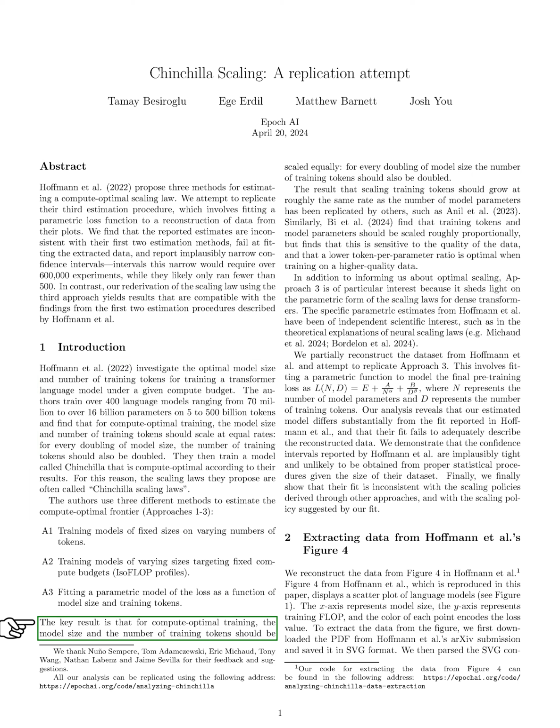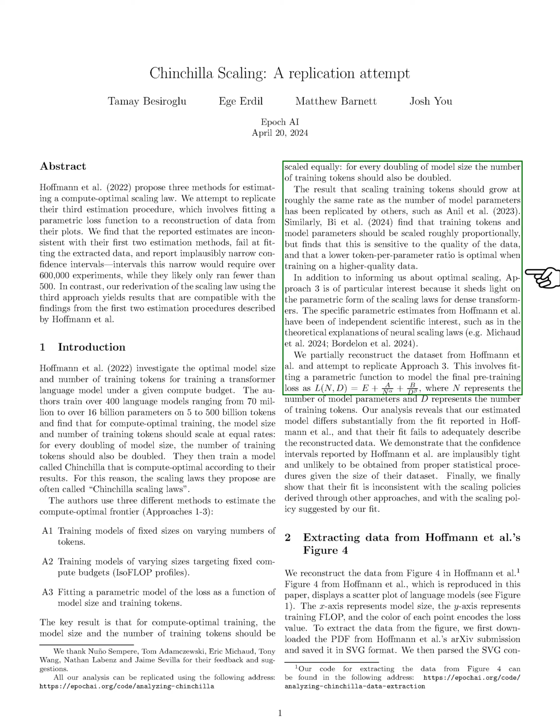Our key result indicates that for efficient training, the model size and the number of training tokens should scale equally. This finding has been supported by other studies as well. Approach 3 is particularly interesting as it helps us understand the parametric form of scaling laws for dense transformers. We attempted to replicate this approach by fitting a parametric function to model the final pre-training loss based on the number of model parameters and training tokens.